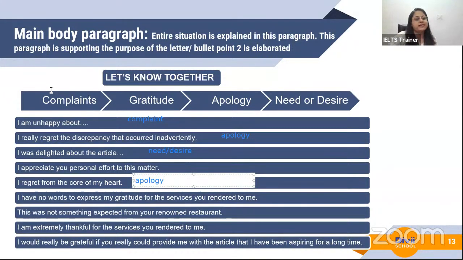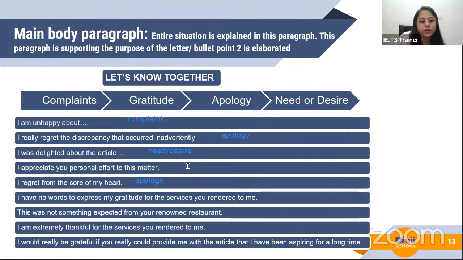All right, so next is, "I appreciate your personal effort in this matter." Now you really feel that the person is putting a lot of effort into this matter. So what sort of letter can it be? You really appreciate their personal effort. Tell me what letter it can be. So that can be a gratitude letter.